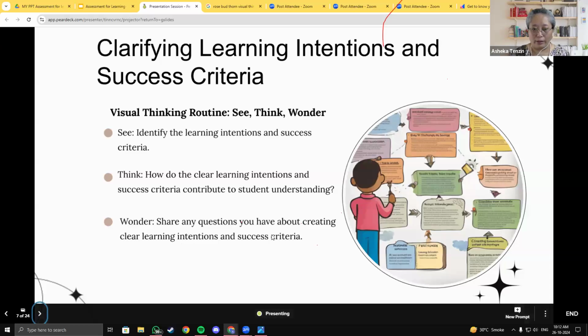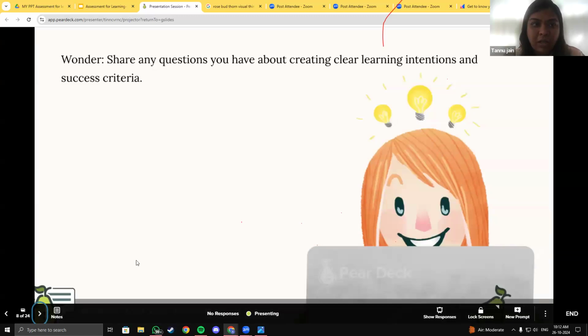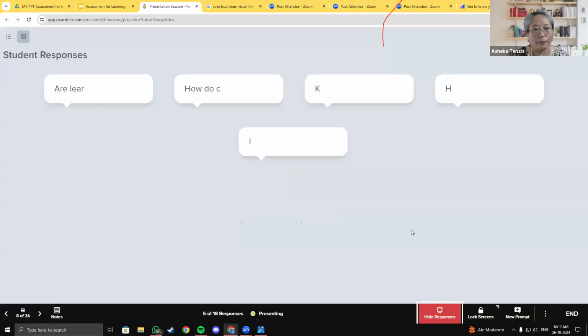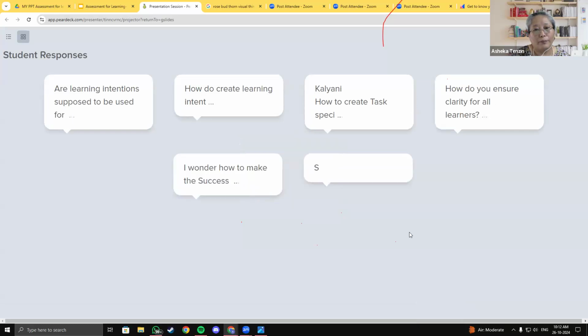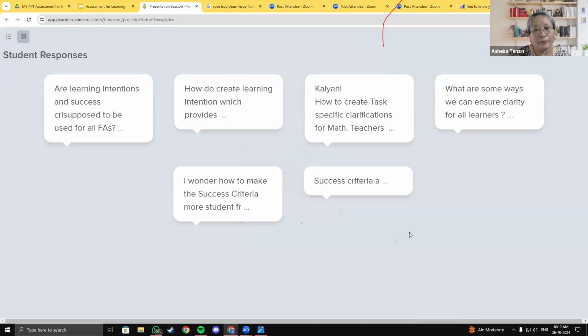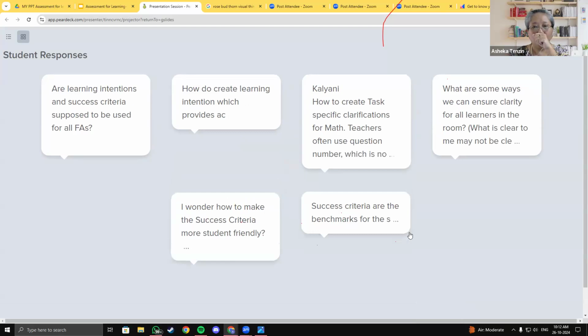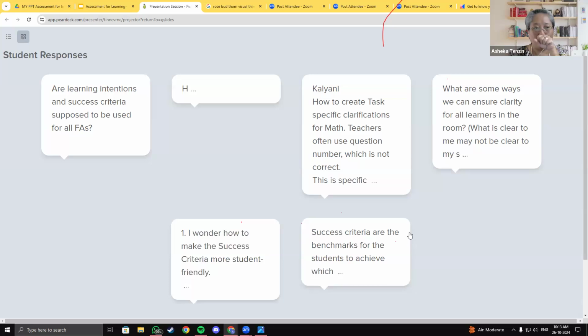Thank you so much. Now, what do you wonder? Do you have any questions that you have about creating clear learning intentions and success criteria? You can type over there in the next sheet. Are learning intentions and success criteria supposed to be used for all FAs?